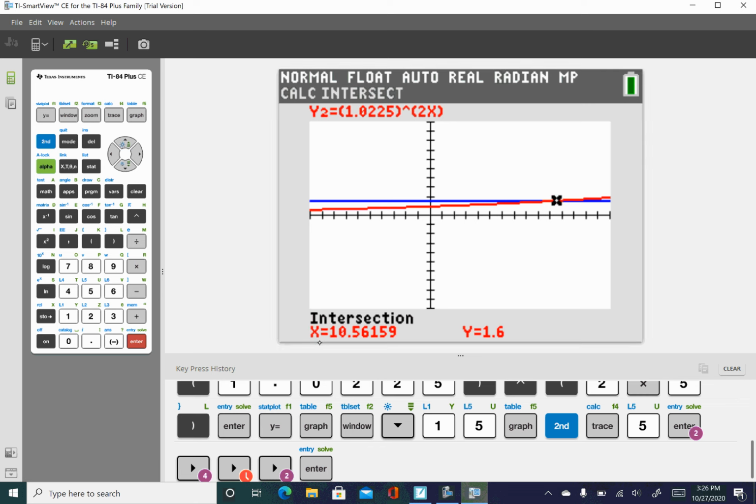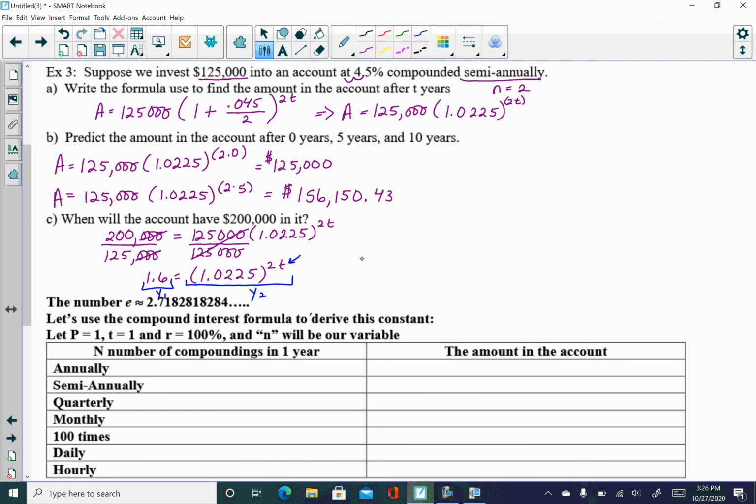So intersection down here, x equals 10.56. That's telling me that when my time is at 10.56 years, I would have reached that $200,000 mark. So we'll go back to our notes here, and we solved, and we said t was approximately 10.56 years. Okay?